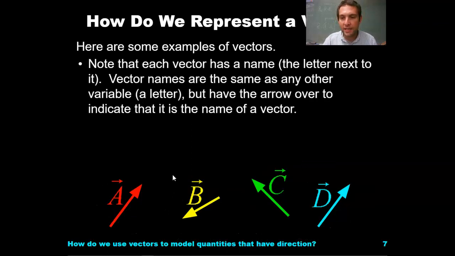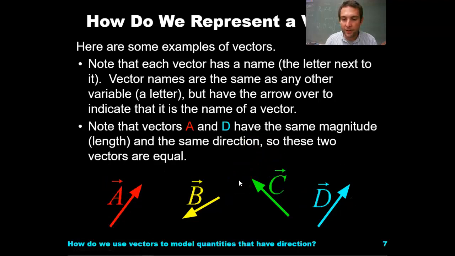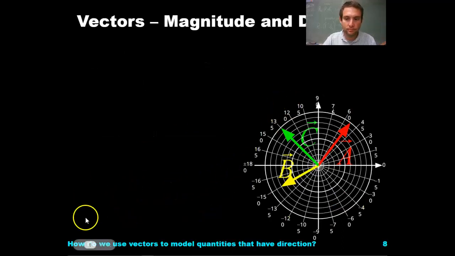How do we represent a vector? Note that each vector has a name, the letter next to it. So this would be vector A. Vector names are the same as any other variable. It's just some random letter. It doesn't mean anything specifically. But they have the arrow over them to indicate that it's a vector. Notice this little arrow. Vector A, vector B, vector C, vector D. Vectors A and D have the same magnitude and the same direction, so those two vectors are equal. Terrifying, right? It's not that bad. We'll deal with it in the next video.